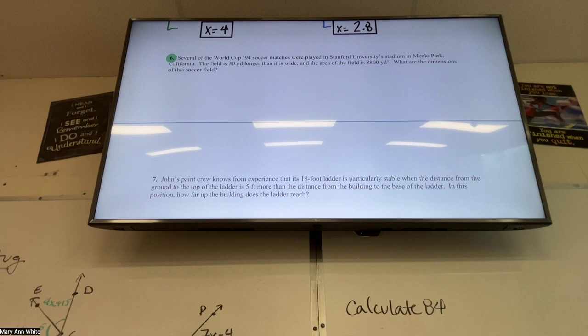Everybody's good? Okay. This says several of the World Cup 94 soccer matches were played at Stanford University Stadium at Menlo Park, California. The field is 30 yards longer than it is wide, and the area of the field is 8,800 yards squared. What are the dimensions of the soccer field? Okay, what shape is a soccer field? What shape is any field? Rectangle.